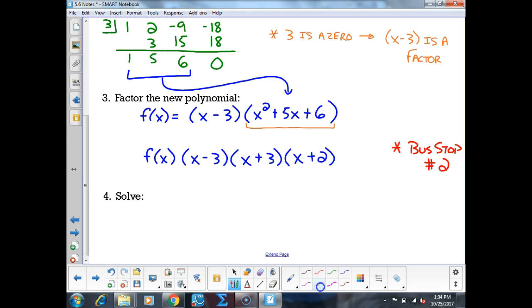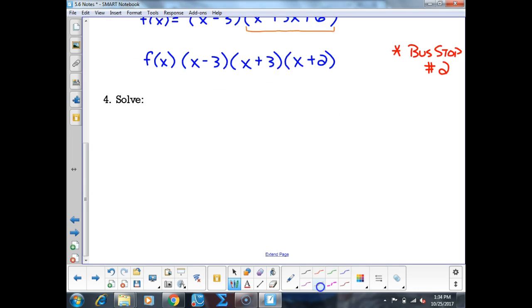Then now we can go on to step number 4. Now we can solve it. How do I go about solving this problem? Set them all. Oops, you know what I forgot back up here? That's why it looked goofy to me. I forgot an equal sign right there.